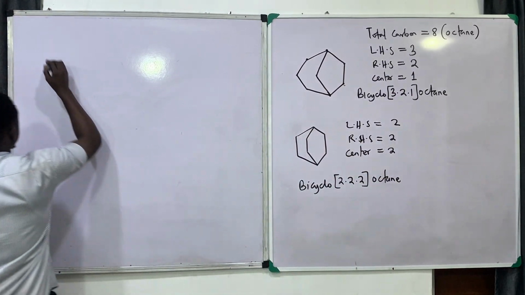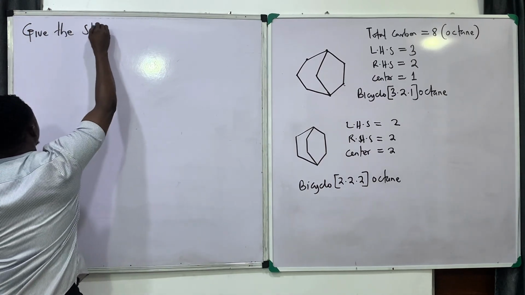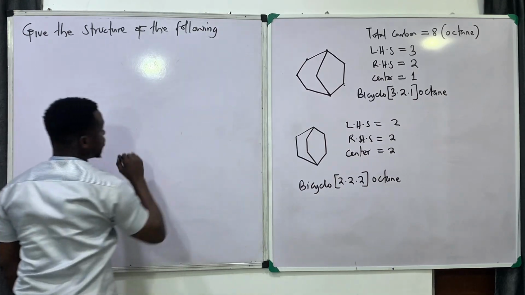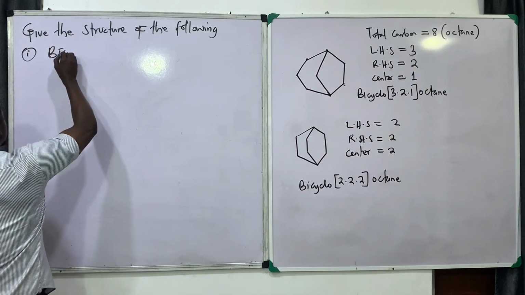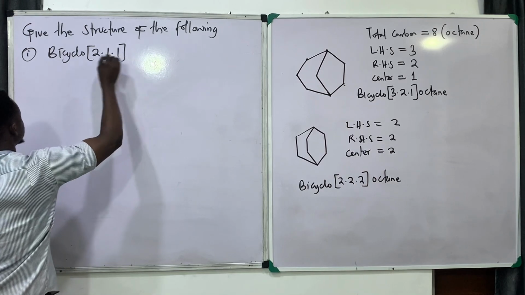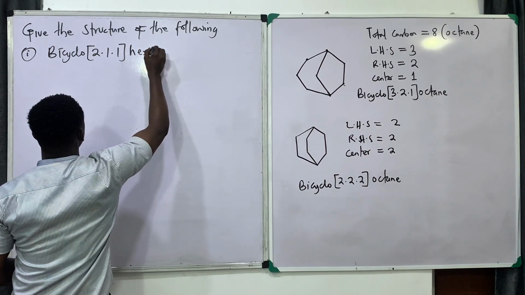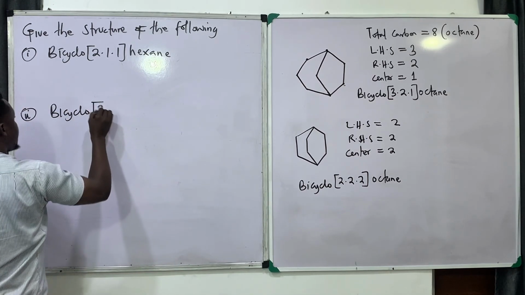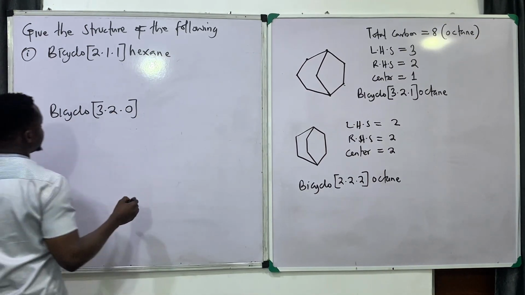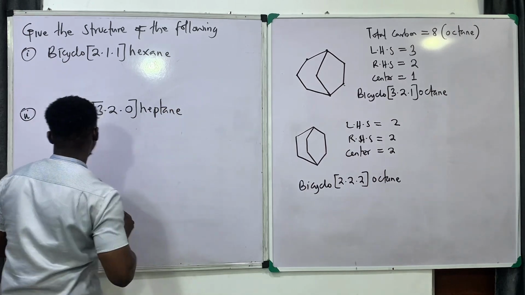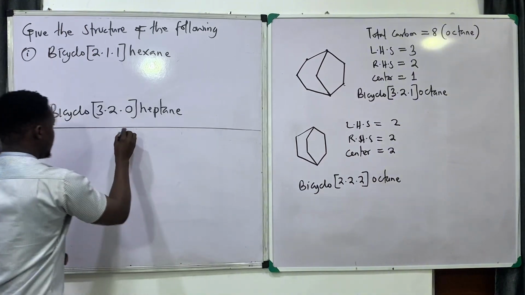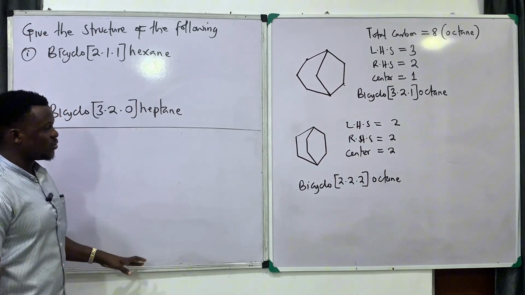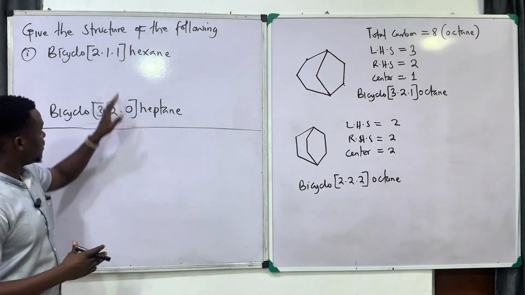A case where, let's say they say draw the structure of the following. So let's assume they say bicyclo 2.1.1 hexane, and then this time around bicyclo 3.2.0 heptane. All right, so we have two questions here. I could use these points to solve for this one, then use this space to solve for the other. I wanted to use this place to solve for both of them. Now, strategically, I gave us this on purpose.